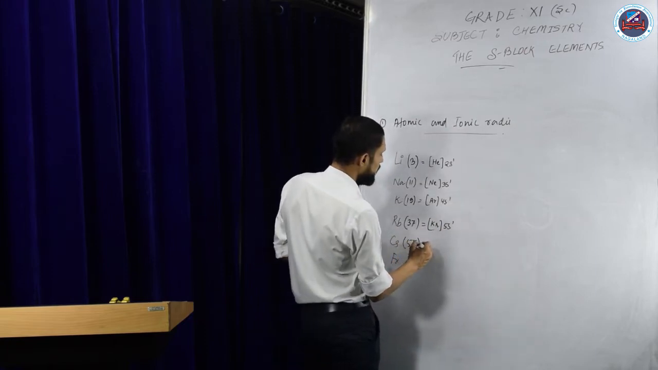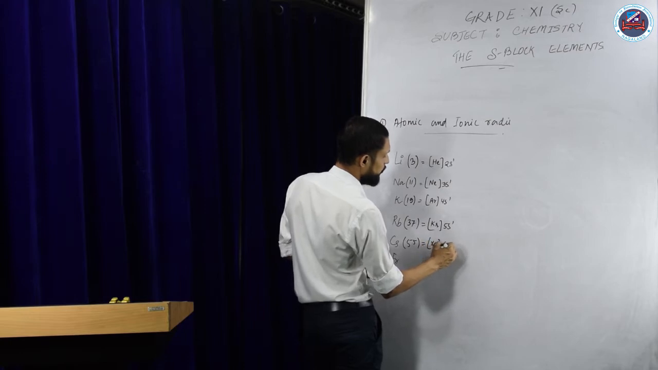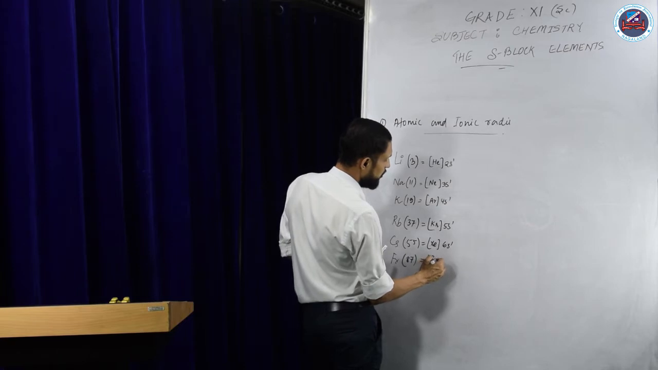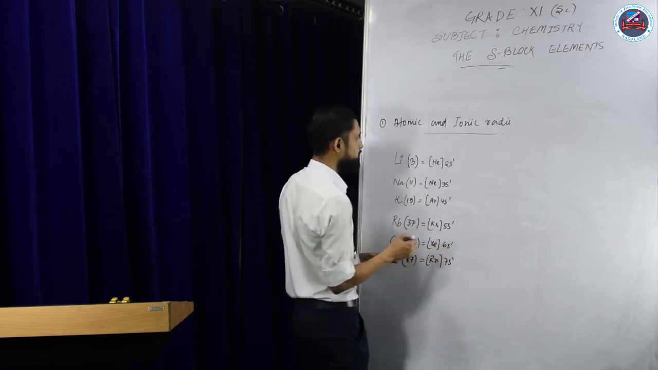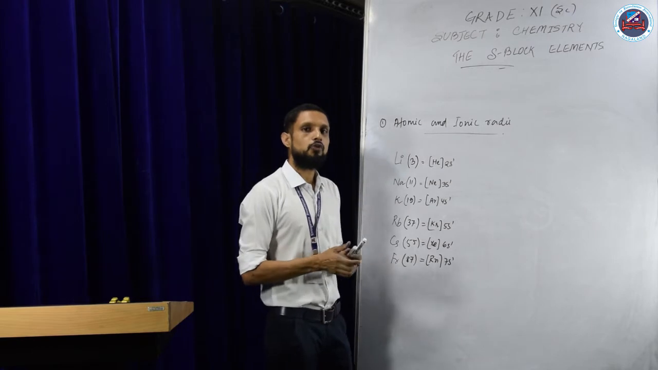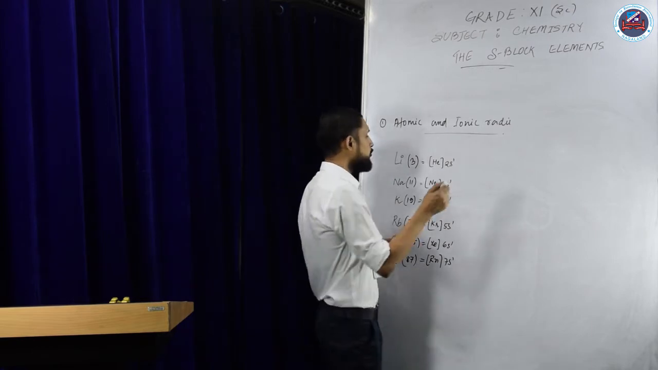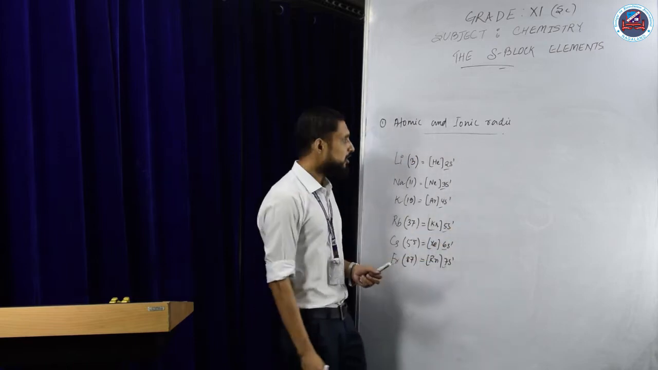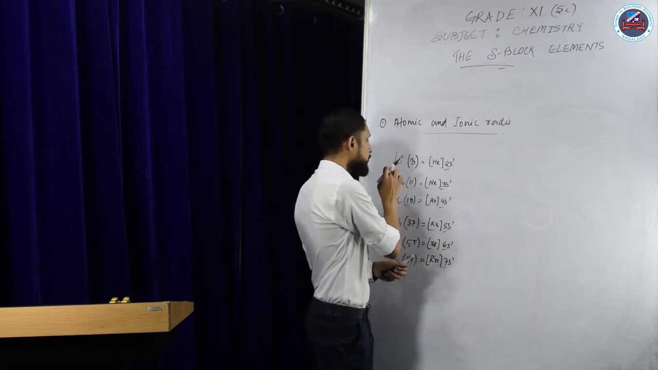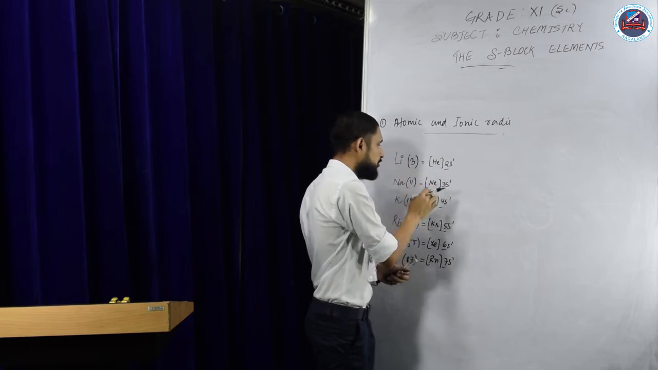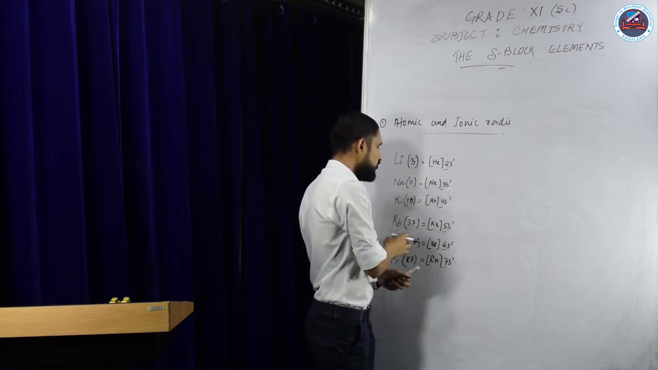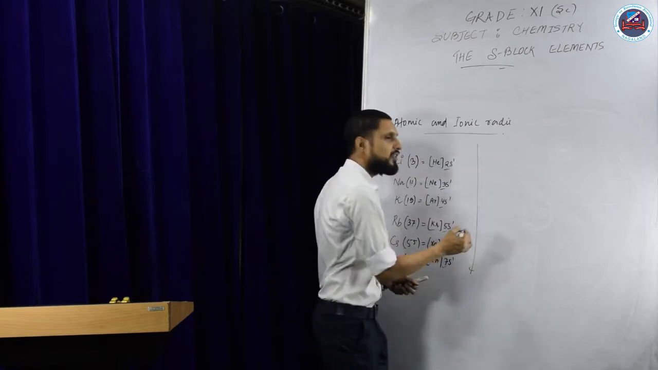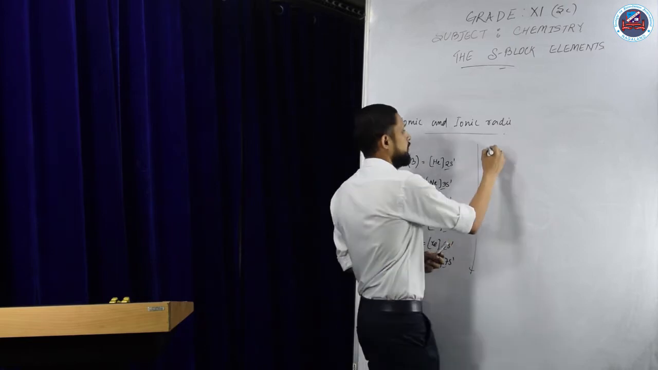Cesium is 55, so it's xenon 6s1. Francium is 87, so it's radon 7s1. Now if you look at the electronic configuration, the outermost shell is 2, 3, 4, 5, 6, 7. That means the number of shells in lithium is 2, sodium is 3, potassium is 4, rubidium 5, cesium 6, francium 7. So as we go down, the number of shells increases.